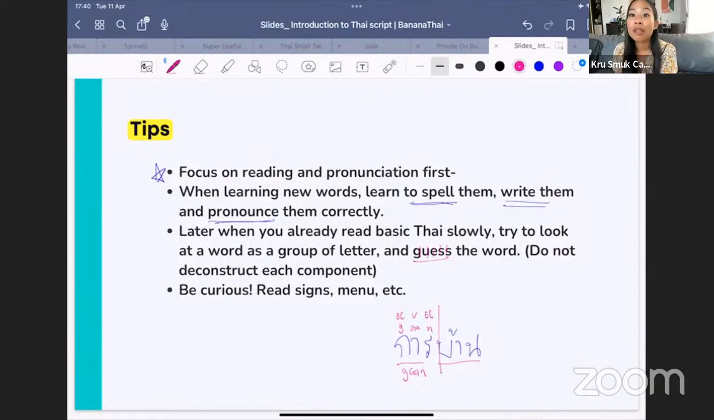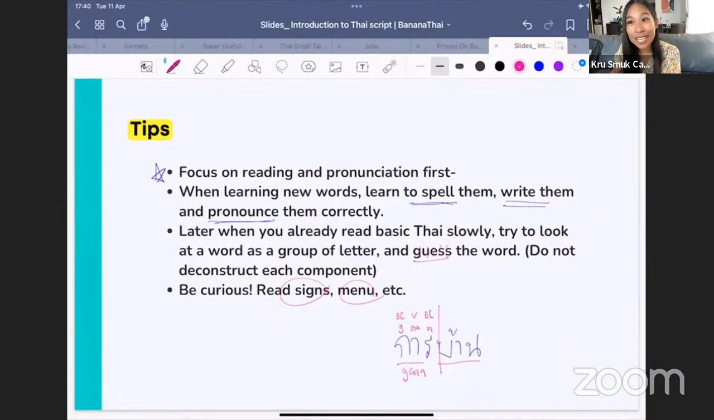So I think it's very important for you, once you know how to read basic Thai, to find a good exercise that has a group of words at the same level, and it would be best if it relates to your daily situation, to practice reading. And last one, be curious. Read signs, read menus, read social media posts, read everything, read the car number plate. That is the only way to make it work.